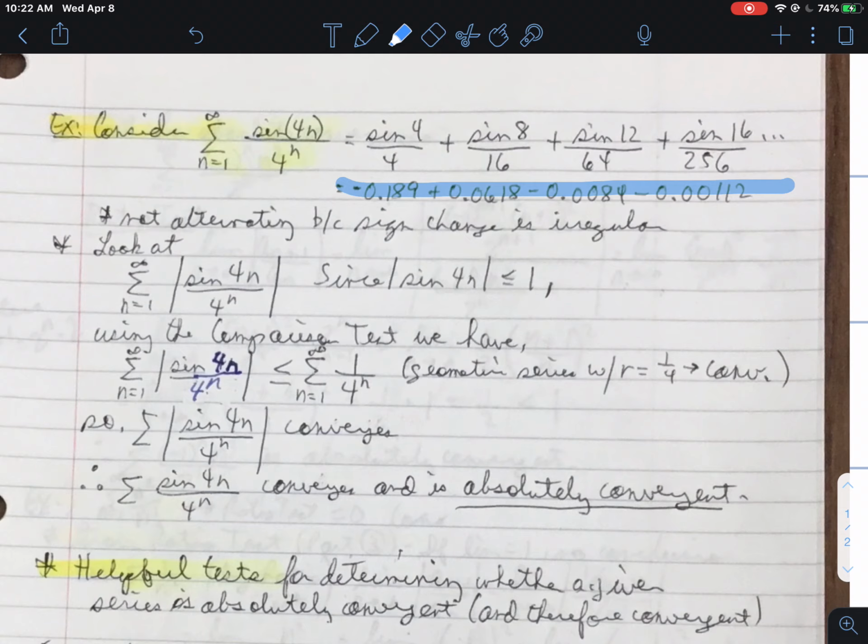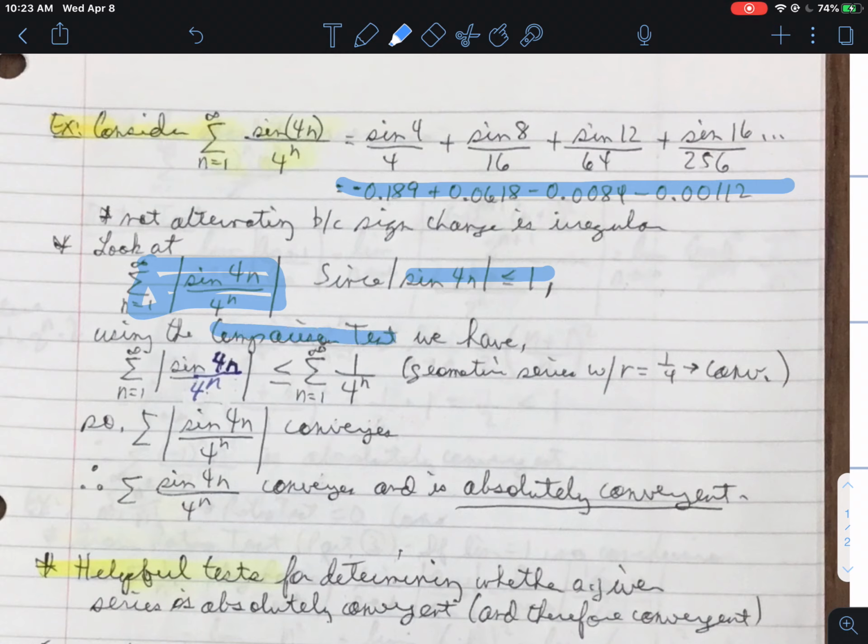But if we look at the absolute value of this series, so the sum as n goes from 1 to infinity of the absolute value of sine of 4n over 4 to the n. Now, here's a statement that we know to be true. We've made this observation before, and you kind of have to watch for situations like this, especially with these trig functions. We know that the value of the sine function has to be less than or equal to 1. Sine always falls between negative 1 and 1, so its absolute value has to be less than or equal to 1. I don't care what the argument is. This is always a true statement. So then we can bring in our comparison test.